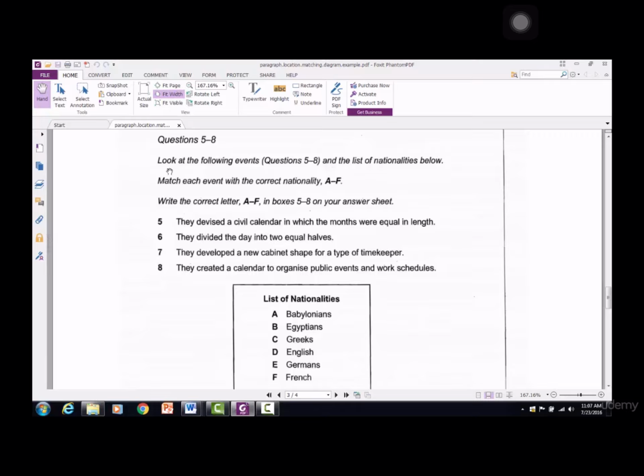All right, so we have our names here: Babylonians, Egyptians. So what we have to do is go find Babylonians, read the sentence where we see Babylonians, and then see if the information in that sentence is a match for 5, 6, 7, or 8. And the good thing is these words in the box are going to be easy to find. Proper nouns, easy to find.